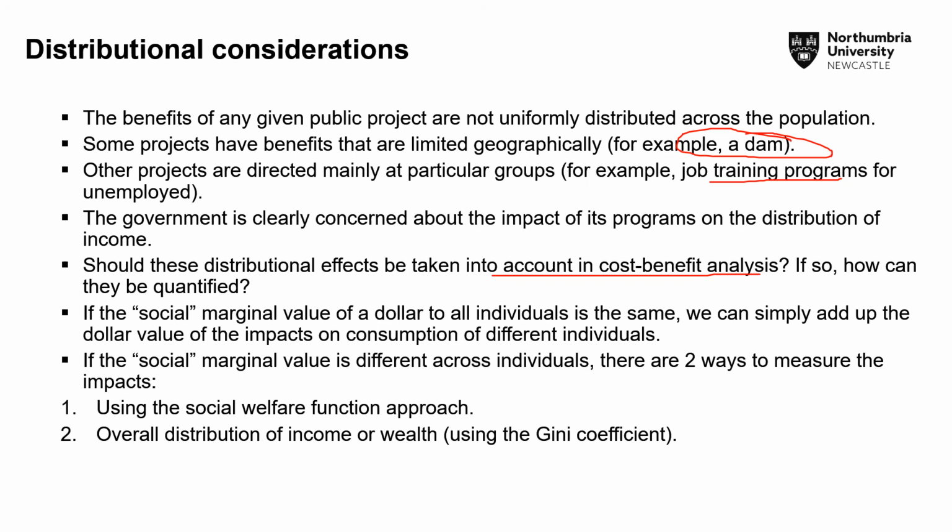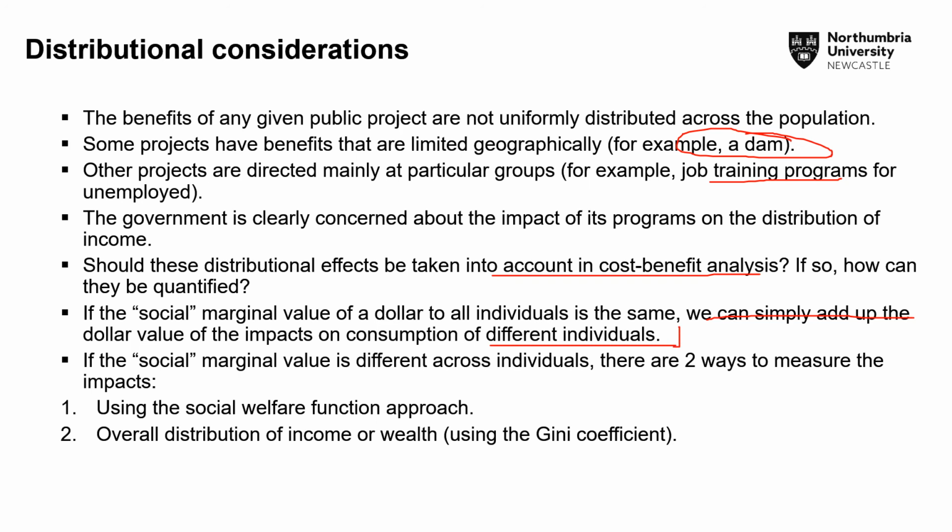So what we look at is the marginal value of dollars to an individual. Some might value the undertaking of a project, social project or public expenditure, more than others. So it is possible that the social marginal value of a dollar spent on public projects differs from individual to individual. However, if it is the same across all individuals, what we then simply do is add up the dollar value of the impacts on consumption of different individuals.